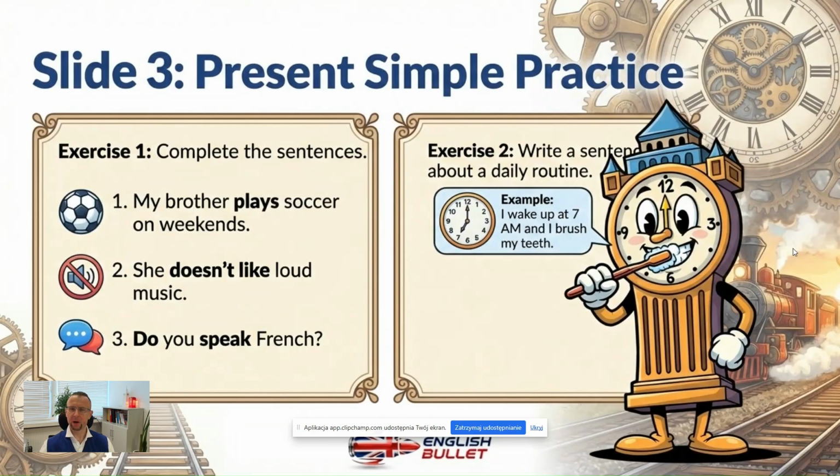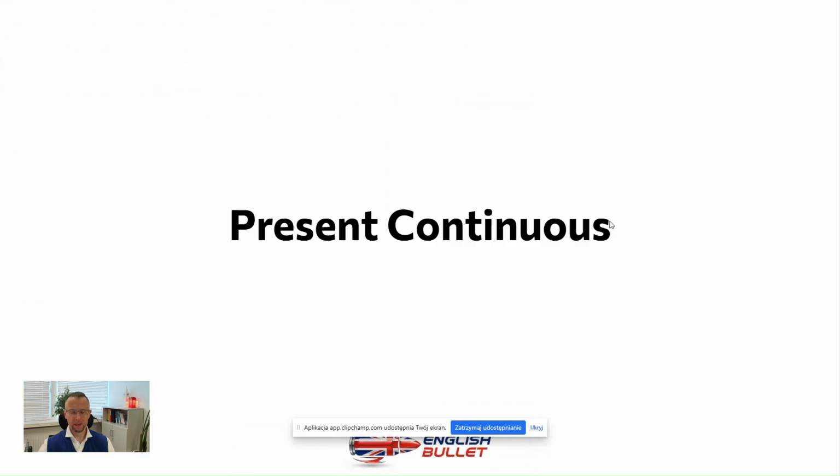She doesn't like loud music. It's a fact. She doesn't like the music. It describes her. Do you speak French? Do you know how to speak French? So these are facts, this is knowledge, this is something that informs about a current state. For instance, I wake up at 7 a.m. and brush my teeth. It's my daily routine. I do it daily. I do it every day.